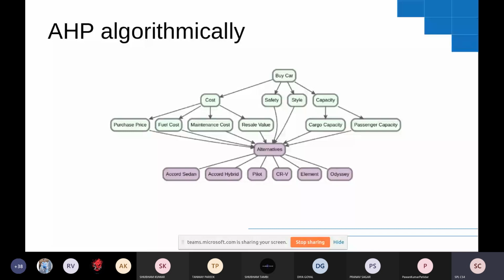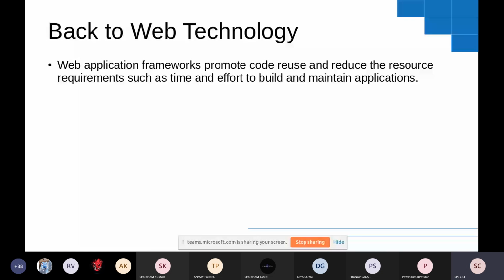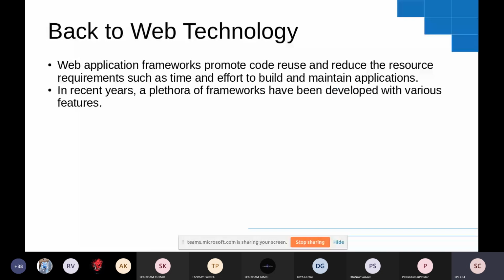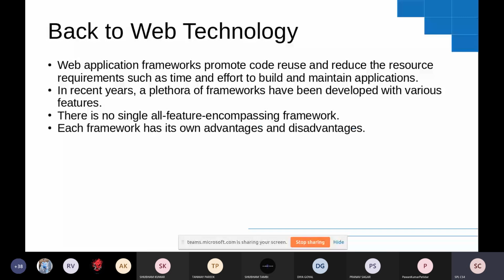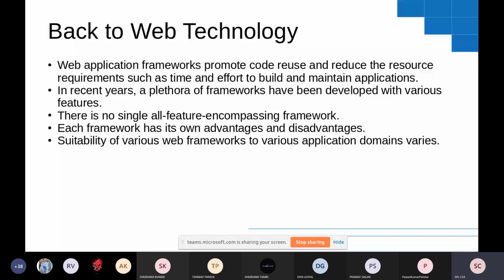Now, coming back to web technology, we are joining the dots. Web application frameworks promote code reuse and reduce the resource requirements, such as time and effort, to build and maintain the applications, right? This is what we learned yesterday. In recent years, a plethora of frameworks have been developed with various features. There is no all-feature-encompassing framework. Of course, there are full stack frameworks, but they might not be of use. So customizable frameworks are possible. Each framework has its own advantages and disadvantages, like we talked about Django and Flask yesterday.